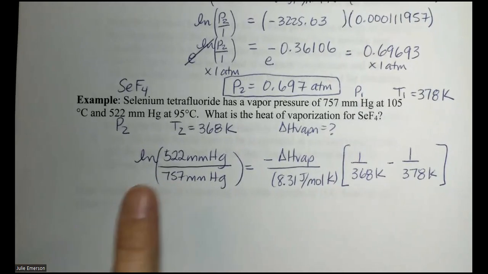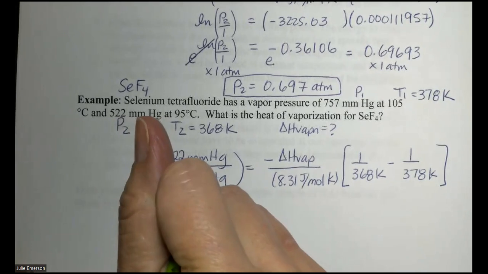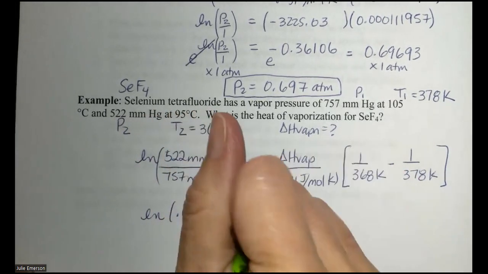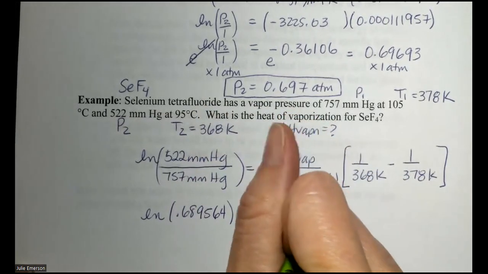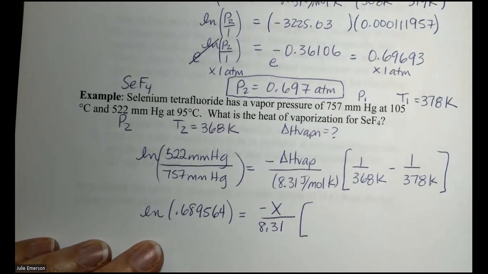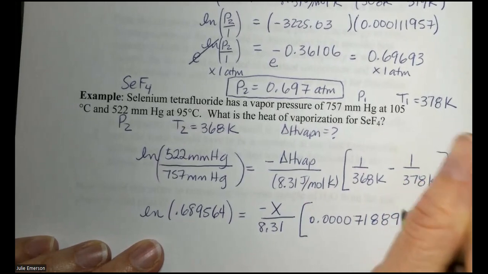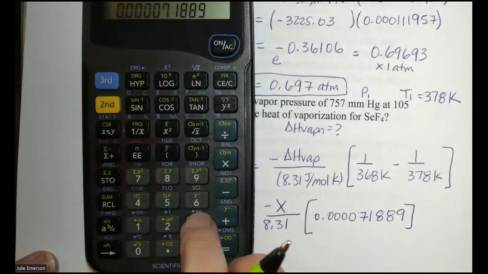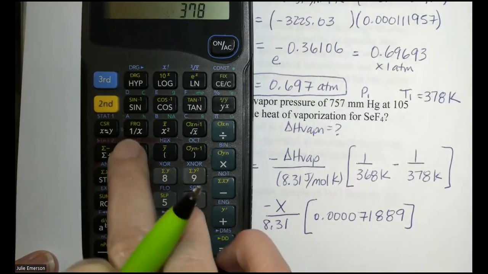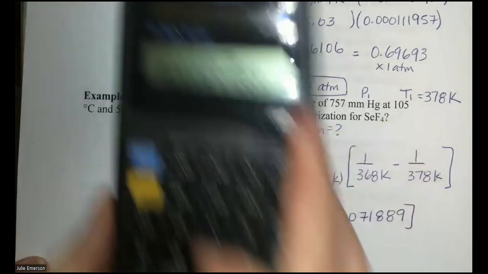Now, we don't have to worry about breaking up the natural log this time because we already have P1 and P2. So I'm going to go ahead and take 522 and divide that by 757. So I'm going to take the natural log of 0.68956 equals negative x, divided by 8.31. I'm not going to worry about the units until the end. And then let me go ahead and get what's in the brackets. So I got 368 inverse minus 378 inverse equals 0.000071889. Okay, so again, on my calculator, I took 368 inverse minus 378 inverse equals 0.000071889. So that's my difference in the inverse temperatures.